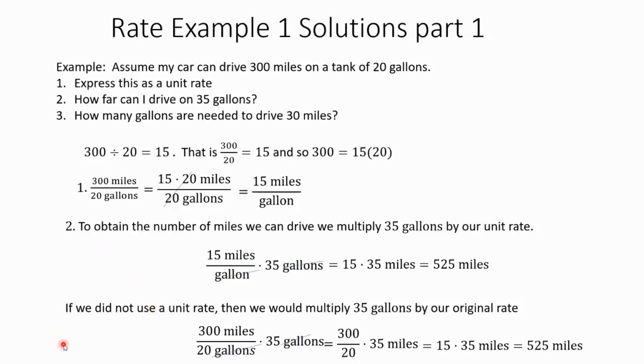And what I'm showing down here is that even though in part 1 I asked for the unit rate, you really don't have to use a unit rate. If we did not have 1 up here, we could still solve the second part. You could just still multiply. You have a little bit more arithmetic to do, 300 over 20 times 35, but you still get the same answer. Again, it just boils down to multiplying, and the unit gallons cancel. So it's kind of like a factor label method.